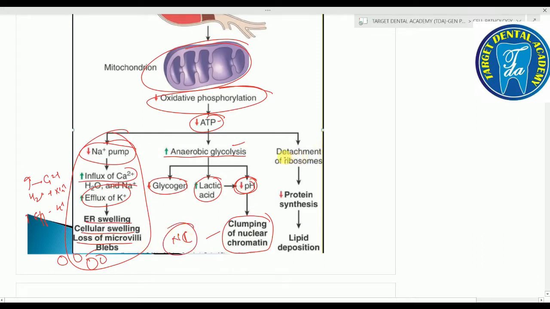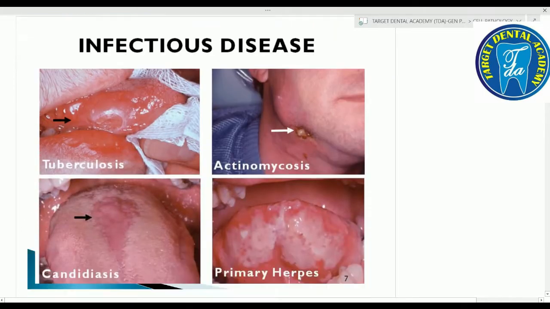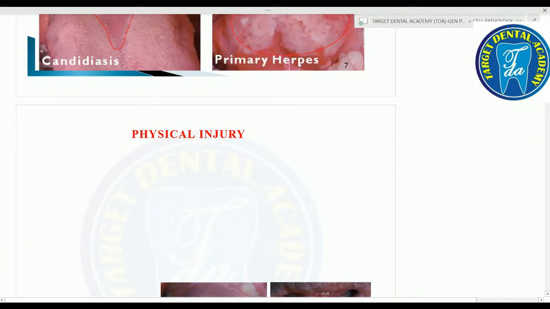Third condition, there is a detachment of the ribosomes, which leads to decreased protein synthesis and finally leads to lipid deposition. Second cause is due to infectious diseases like tuberculosis, actinomycosis, candidiasis on the tongue, and the primary herpes. And the third cause is physical injury.